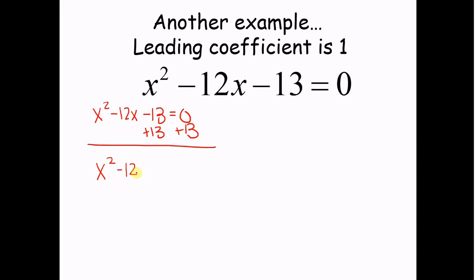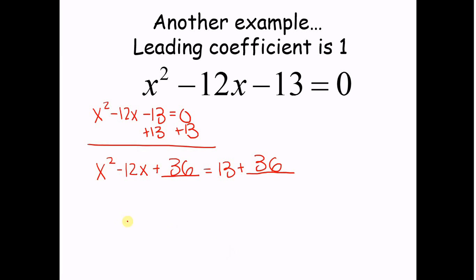X squared minus 12x plus blank equals 13 plus blank. So if I would have 12x, that's going to split in half. It's going to give me 6 on the side and 6 on the side. So how many little squares are going to give me that in the middle? That would be 6 times 6, which is 36. Okay? 36 over here as well.